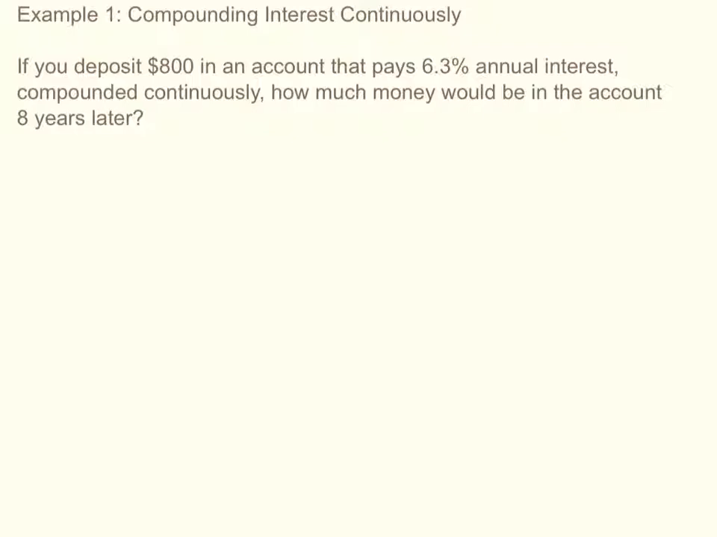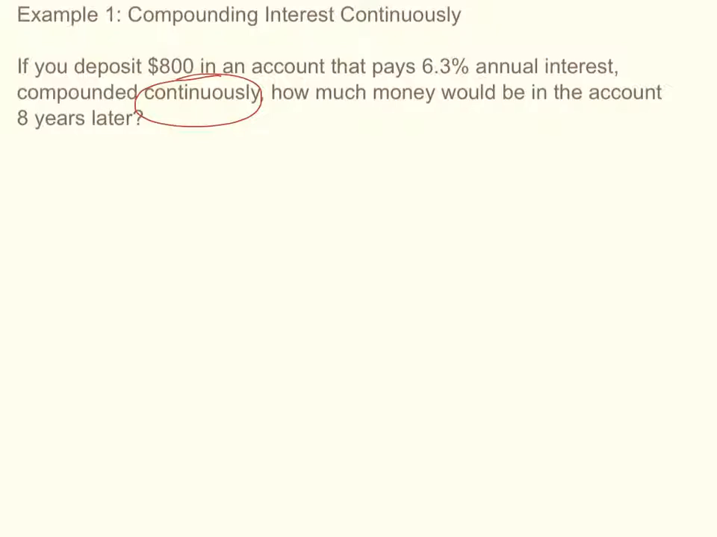Example 1, compounding interest continuously. If you deposit $800 into an account that pays 6.3% annual interest, compounded continuously, how much money would be in the account 8 years later? When we're talking about compounding interest, the key words to let you know that we're going to be using this formula is that it's compounding continuously. If it's something that's compounding just monthly or weekly or something like that, you would use a different formula. But to use this formula that has the e in it, that's a continuously compounding formula.